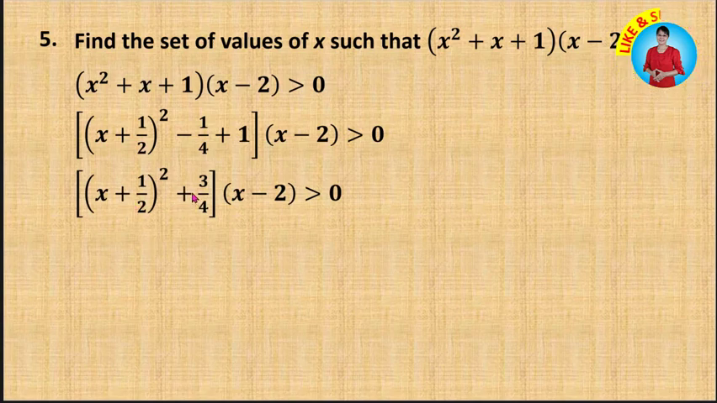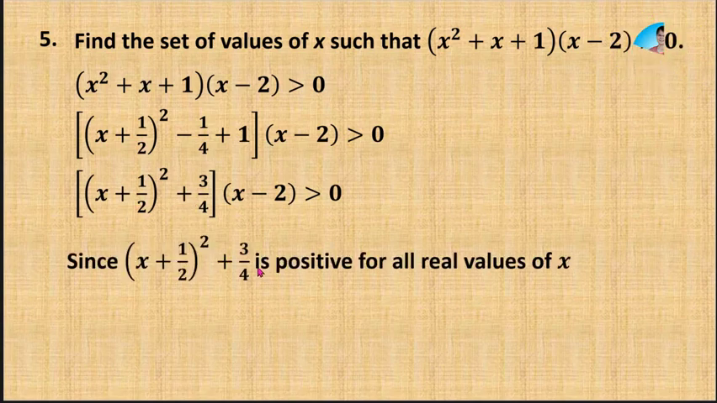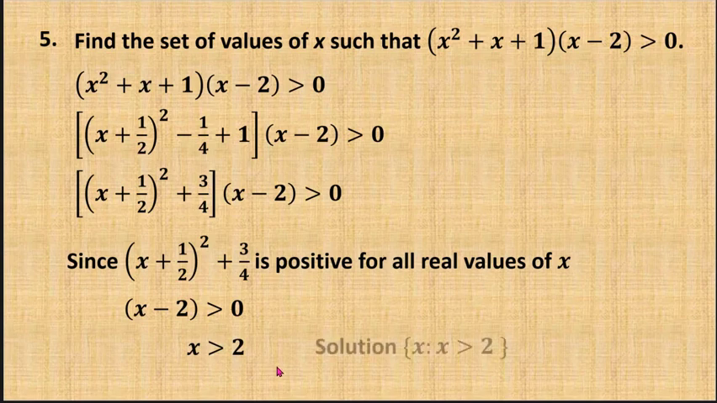Notice that this factor is always positive for all real values of x, which means that this factor can be ignored. And now I only need to focus on x minus 2. When x minus 2 is greater than 0, then x is greater than 2. Then the solution is x greater than 2, and remember to write it in set notation.